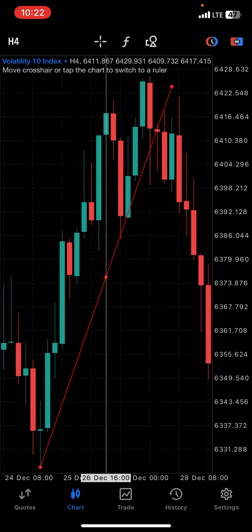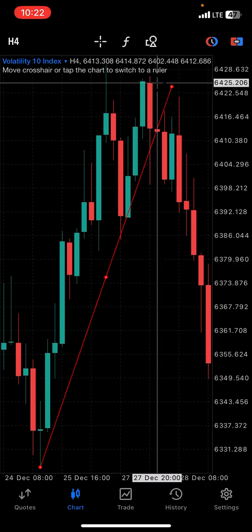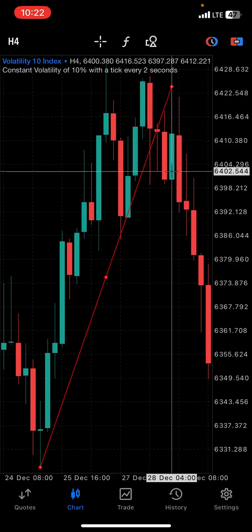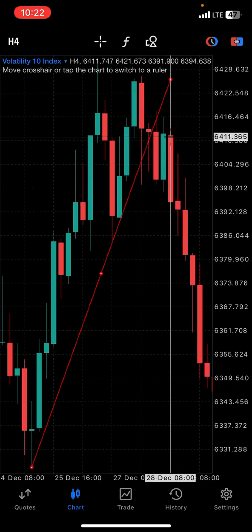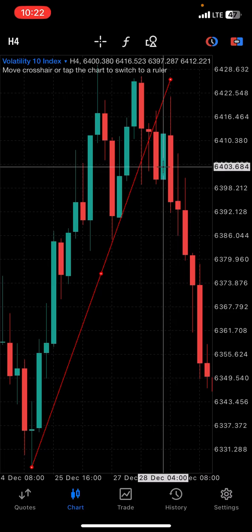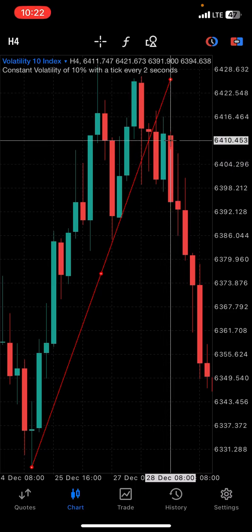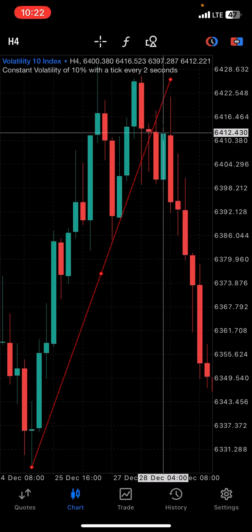Then once you draw it to the top, what you will be waiting for is for price to break it, make a retest. It's for price to break it, make a retest, and on this retest, once you see the next sell candle, you're going to take your entry on this leg.